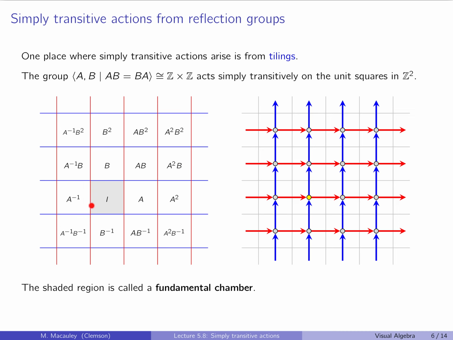This home state is sometimes called a fundamental chamber, and it allows us to label every other chamber with a group element, which corresponds to a path for how we get there. So AB squared means we go A, B, B. And of course, we could have labeled it with something else like B squared A or A squared B squared A inverse. Typically, we like to label it with a minimal path, but we don't have to.